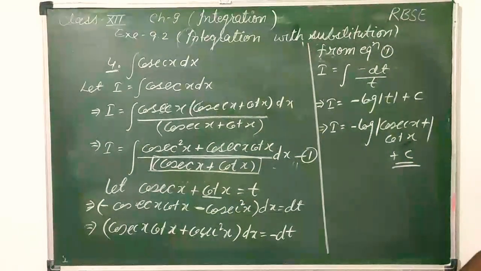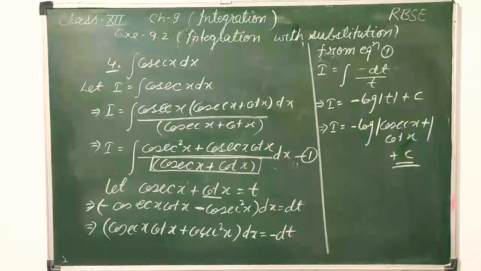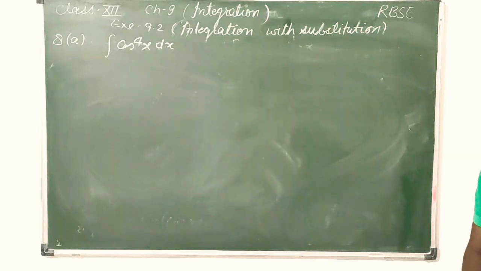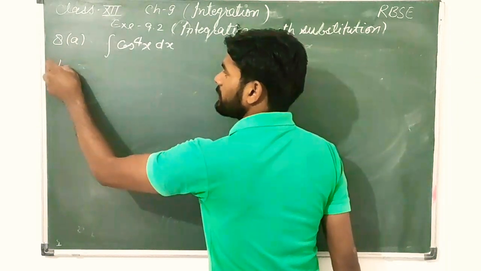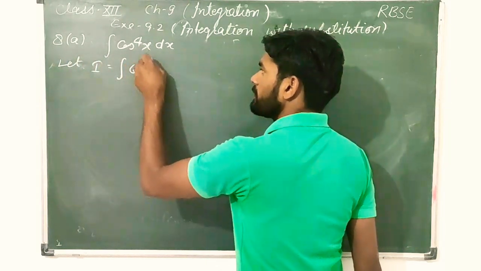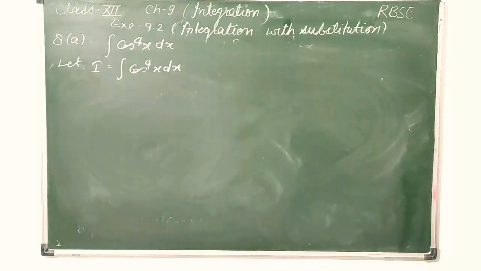Okay students, so these are our 4 formulas. We will copy them in your notebook. And let's start the exercise's remaining questions. Integration of cos to the power 4x dx. So first of all, consider that let I is equals to integration of cos to the power 4x dx.